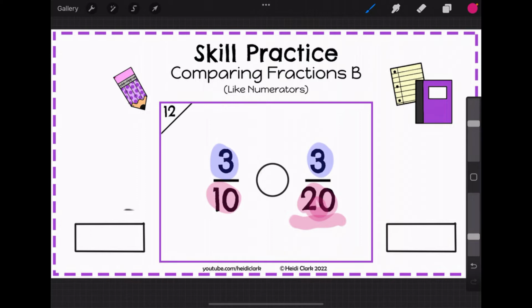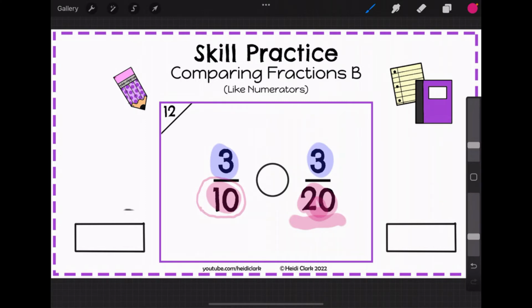So I want you just to think to yourself, when you split it up, which cake is going to have bigger pieces and which cake is going to have smaller pieces? The 10 or the 20? This is going to be smaller pieces because you don't have to share with as many people.